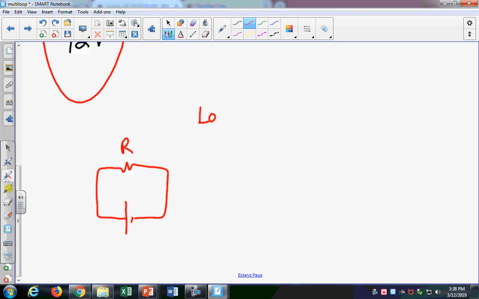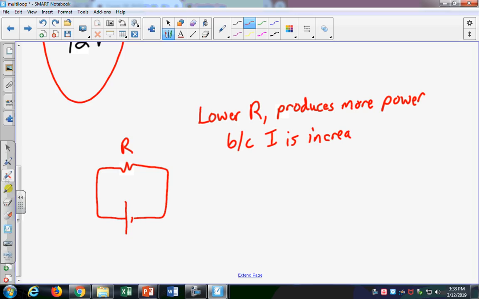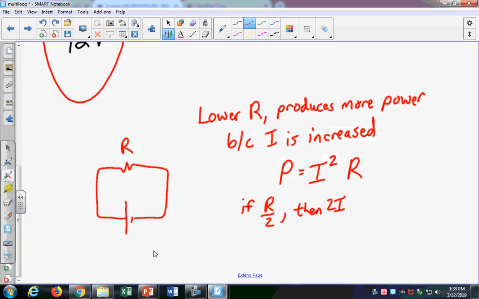Lower resistors, or lower resistance, produces more power because the current is greater. I is increased. If you think about this equation, P is equal to I squared R, if R is decreased by a factor of 2, then I is increased by a factor of 2. Right, V equals IR.